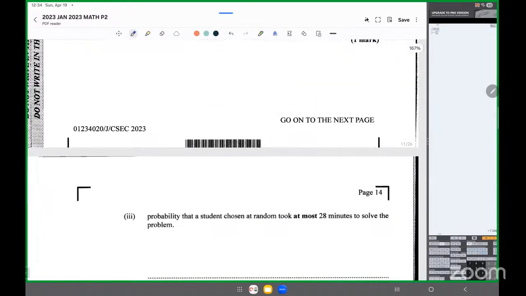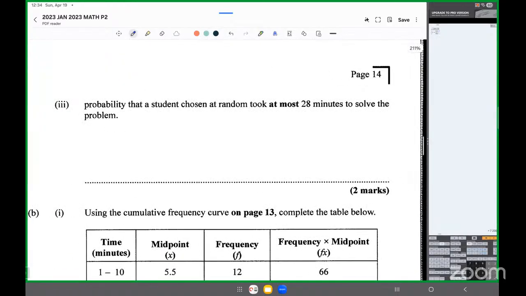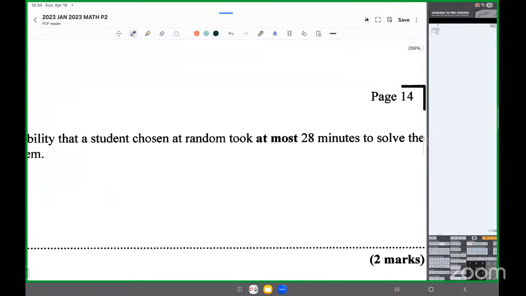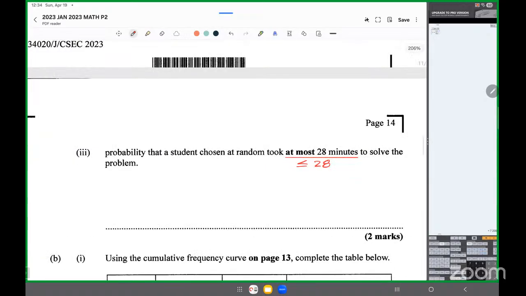Next question says, the probability that a student chosen at random took at most 28 minutes. At most 28 minutes means that 28 minutes is the most, so less than or equal to 28, 28 or less. So you want to know how many students took less than or equal to 28 and divide that by the 200 to get the probability. See that? All right, so let's go on.